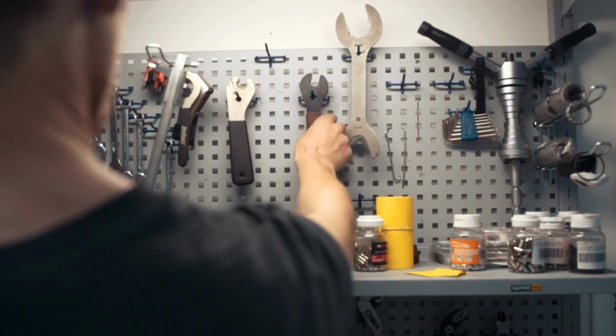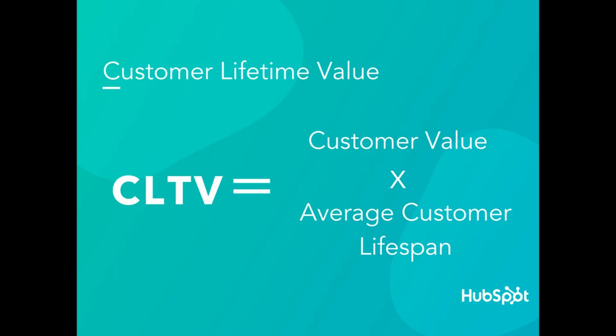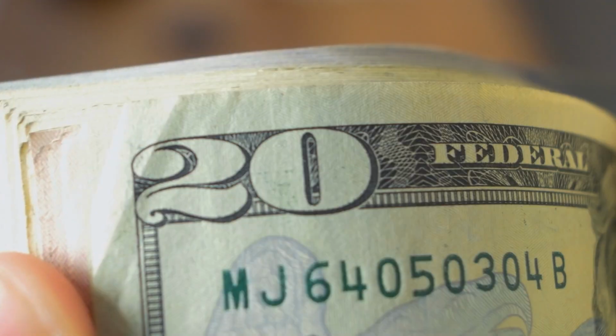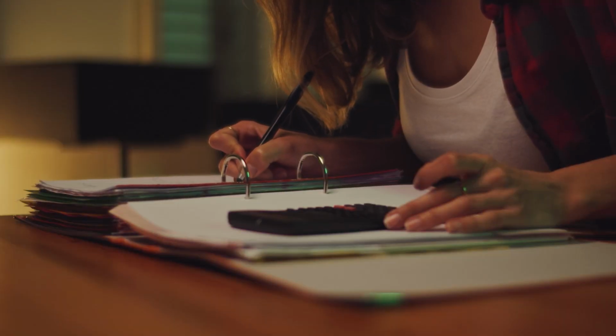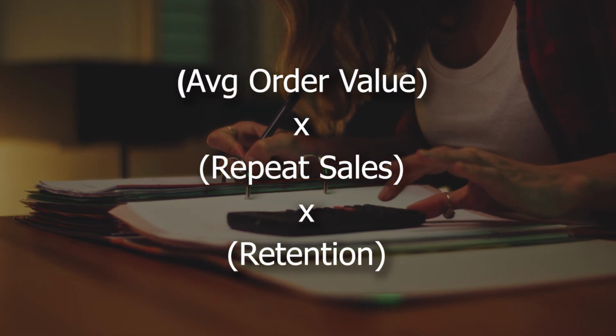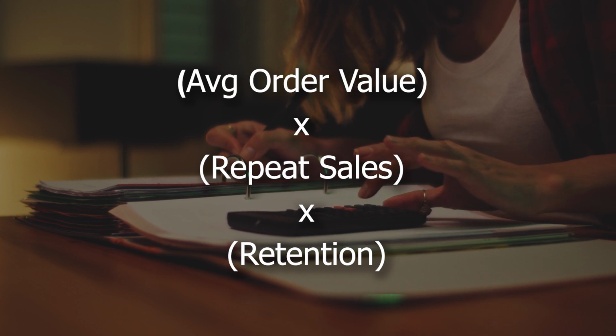A great tool to determine all this is the customer lifetime value model, which is a prediction of the net profit attributed to the entire future relationship with a customer. To get this number, use the equation average order value times repeat sales times retention.